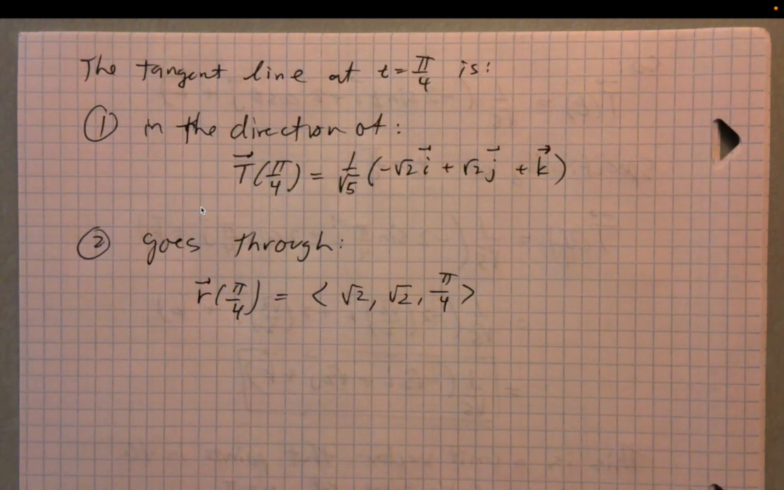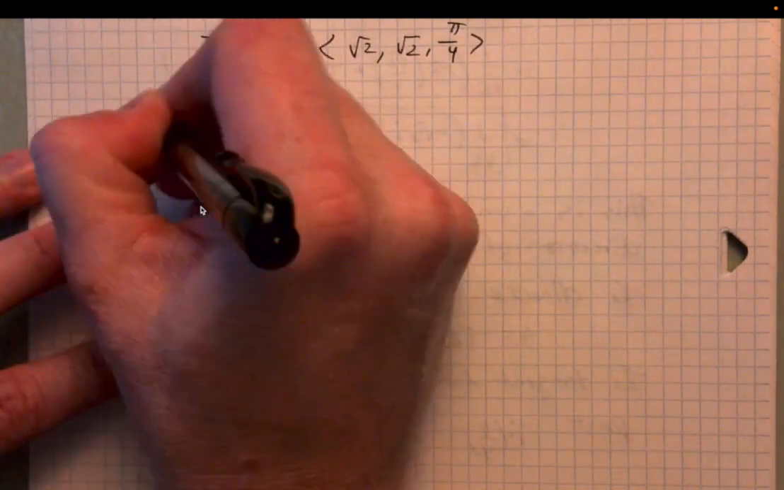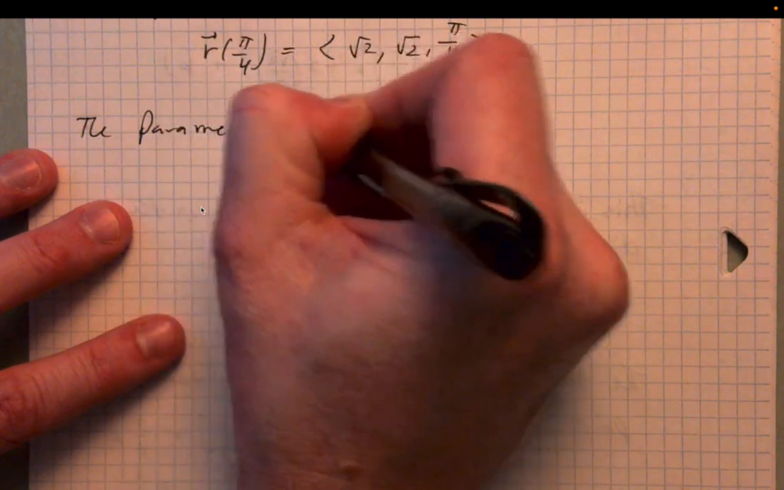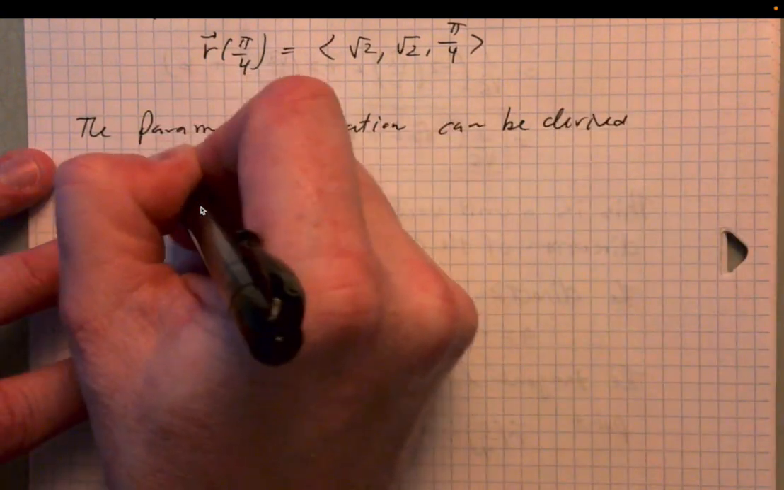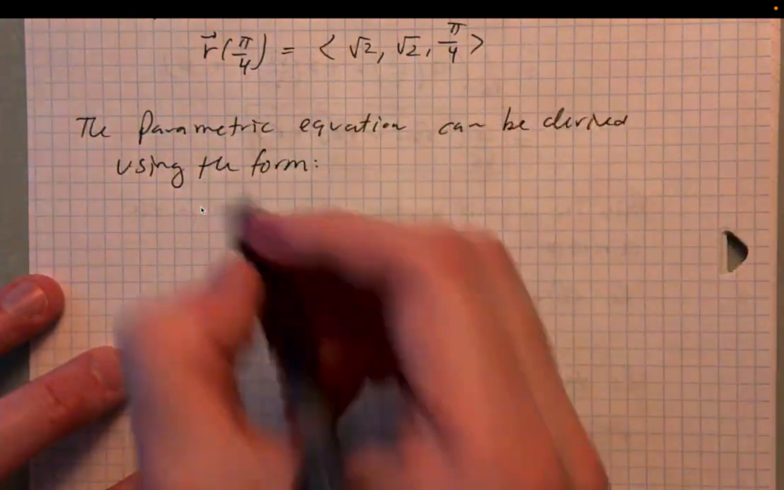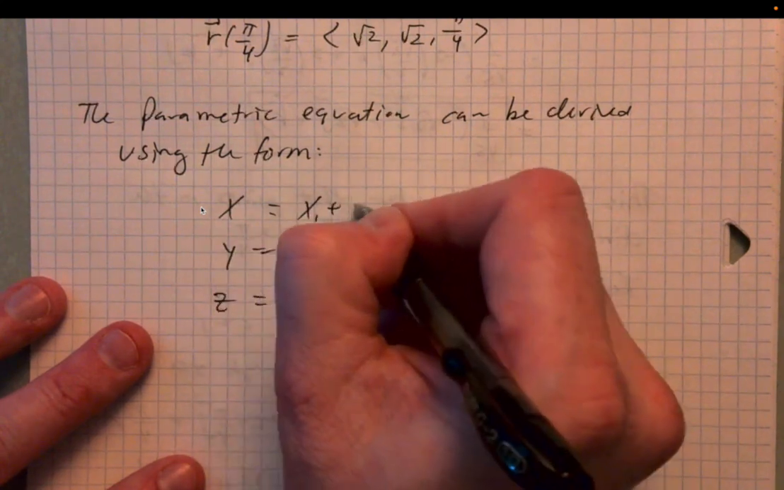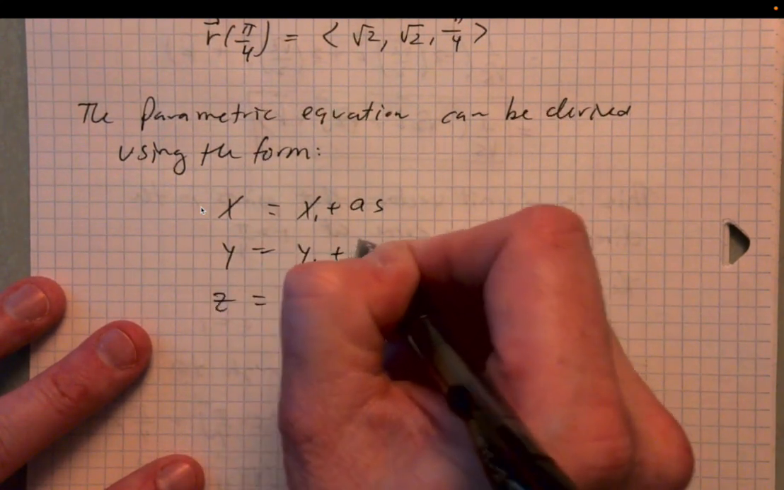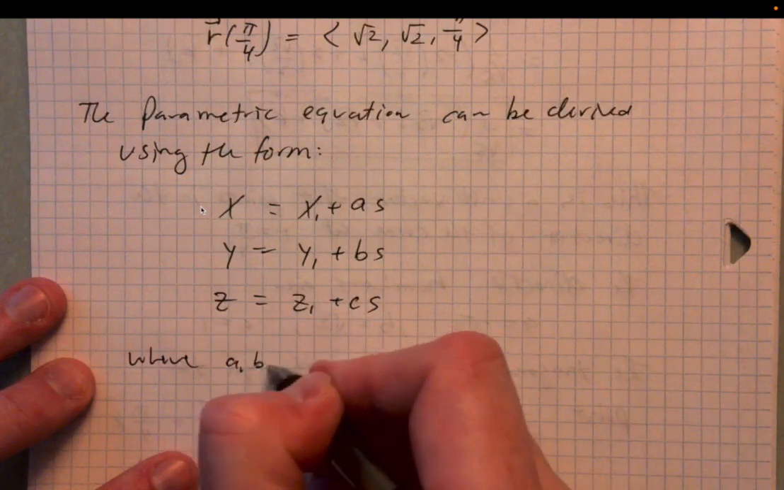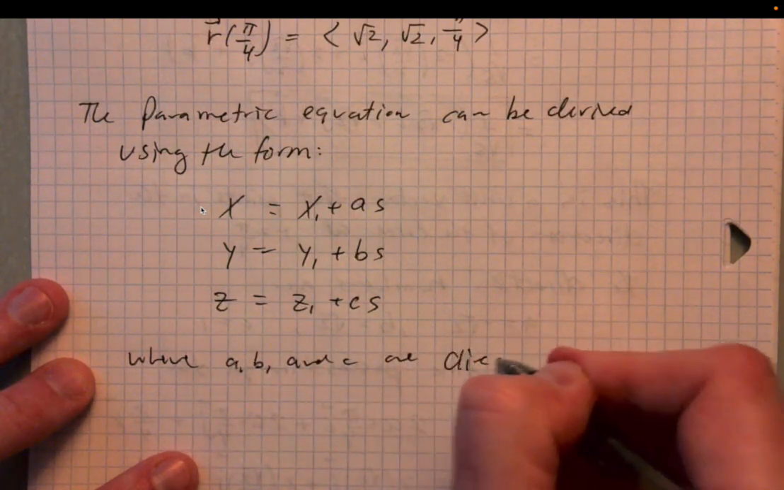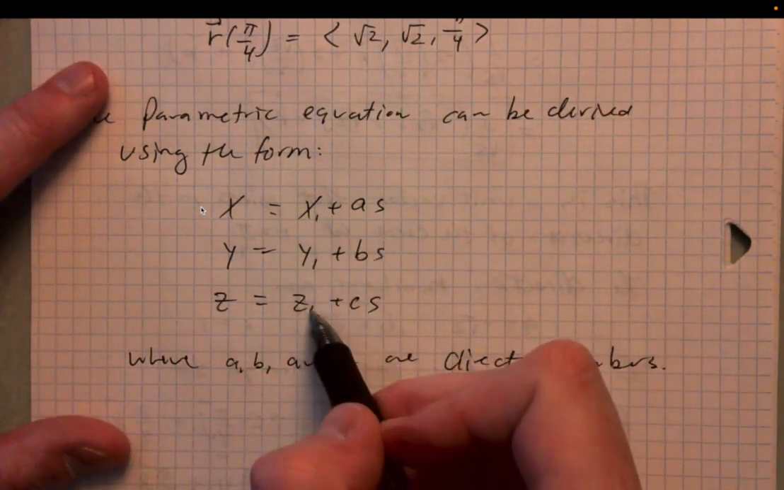Right, so then it's just a simple case to get the parametric equations, right? So remember the form. The parametric equations can be derived using the form. Okay, so it'll be x equals, y equals, and then z equals, and it'll be what? x1 plus a times s, y1 plus b times s, and then z1 plus c times s, where a, b, and c are direction numbers, right? Yeah, we can plug these in, right? x1, y1, z1, that's just this guy.